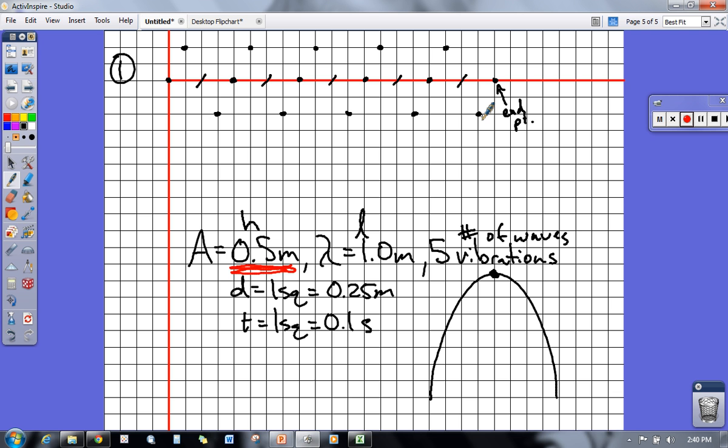What is your wavelength? How many squares? 4 squares for your wavelength. How many squares are there between your 2 crests? 4. How many squares between your troughs? 4, right? That should be for each of them. Okay. Questions on that?